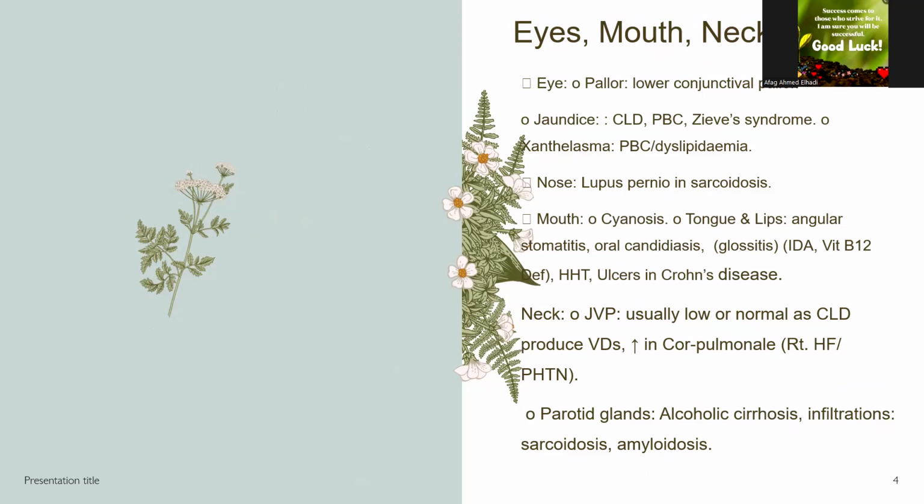And then in the face, we need to check the parotid glands, especially if the patient has Dupuytren's contractures, and alcohol is the most common cause of liver cirrhosis, so we need to check also for parotid gland enlargement, which is a sign of alcoholic cirrhosis. Also, if the parotid glands are enlarged, it also could be signs of infiltration by sarcoidosis or amyloidosis.